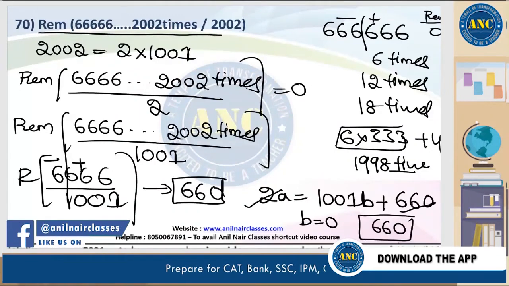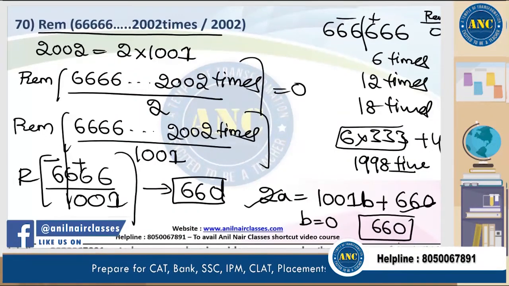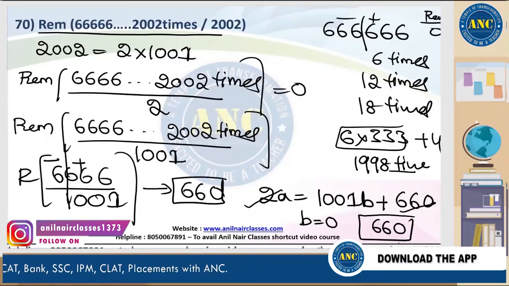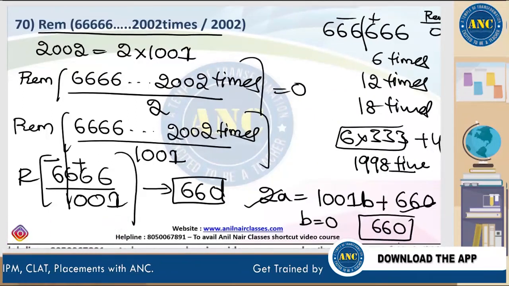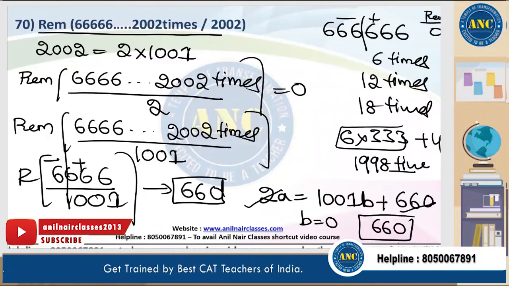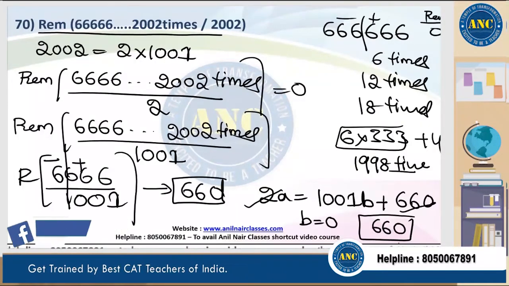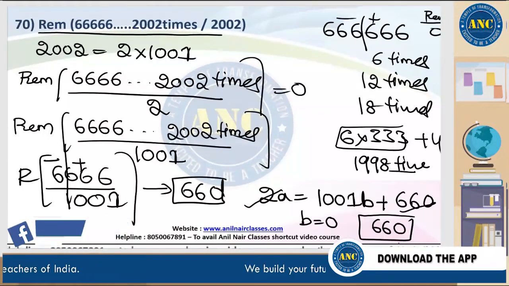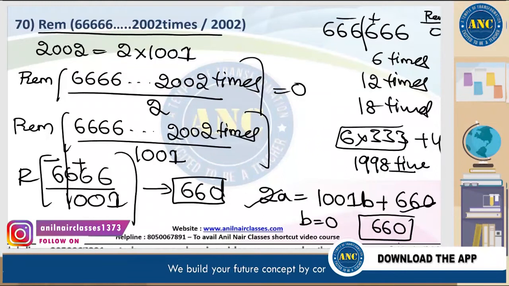Answer is 660. What is the divisibility rule for 1001? Start from the rightmost, take groups of 3 digits, alternately plus and minus, or any 3-digit number written an even number of times. Any 3-digit number written an even number of times is always divisible by 7, 11, 13 and its multiples. Just analyze this question once.